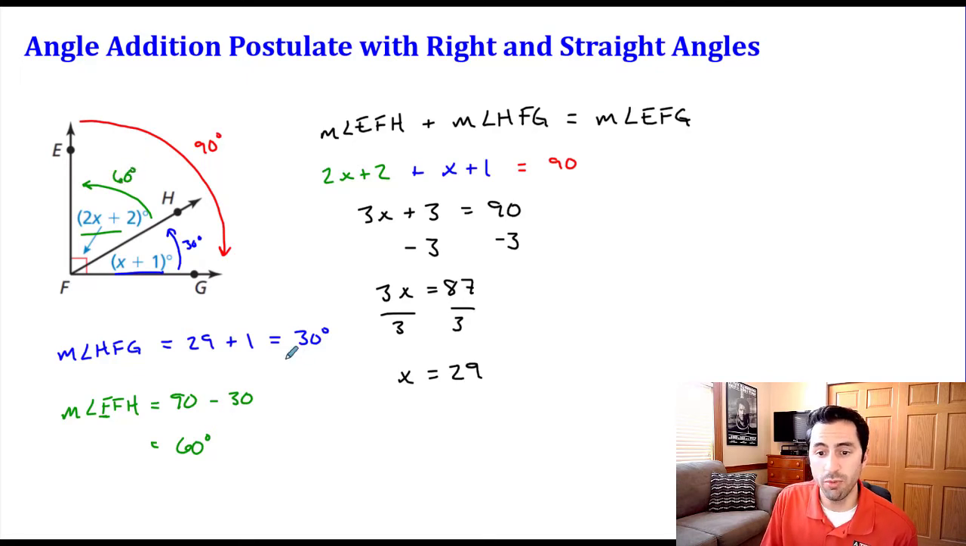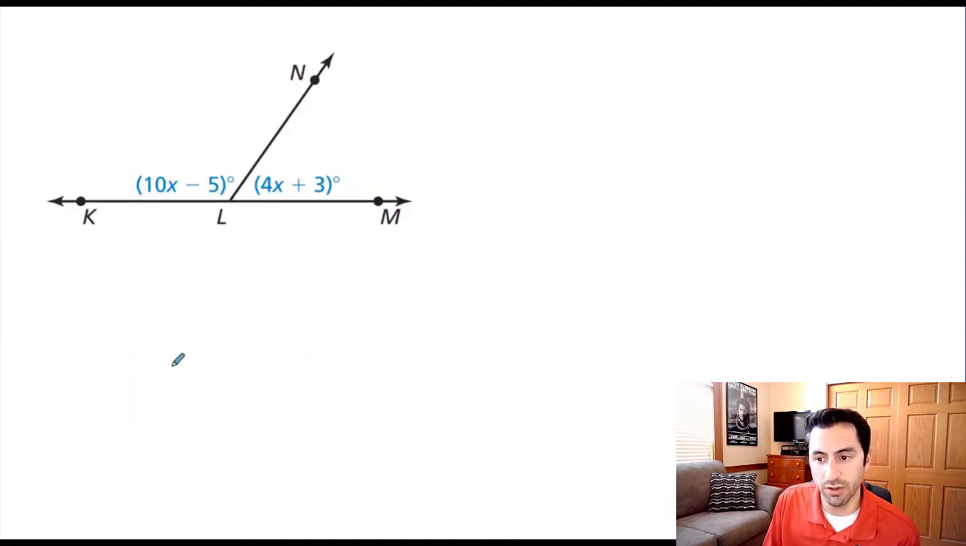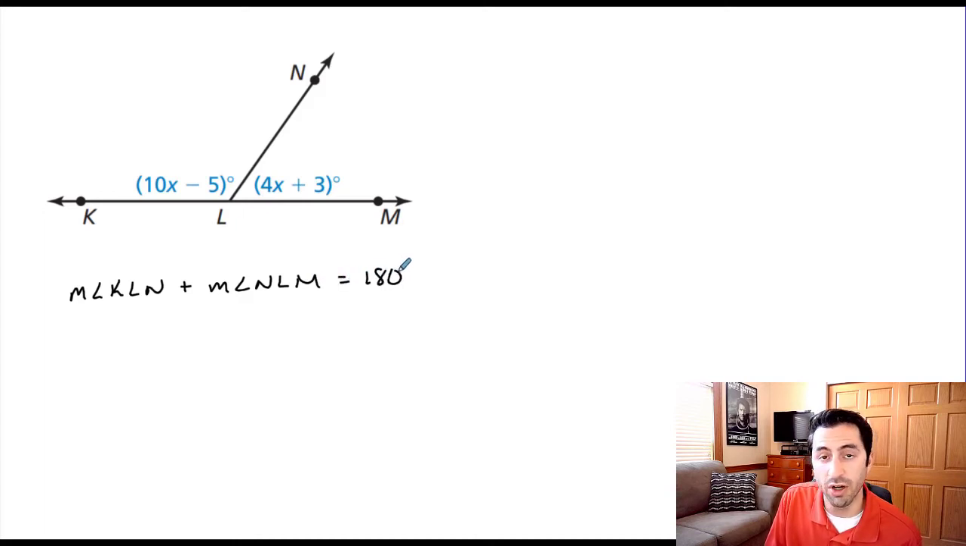All right, let's do one more, but this time let's look at a straight angle. This is going to be the same sort of setup. So we'll use our angle addition postulate, but now instead of setting it equal to 90, we're going to set this entire thing equal to 180. So our postulate is going to tell us that the measure of angle KLN over on the left, if I add that to the measure of angle NLM on the right, together those have to be the straight angle, which is 180. Now let's do some substitution.